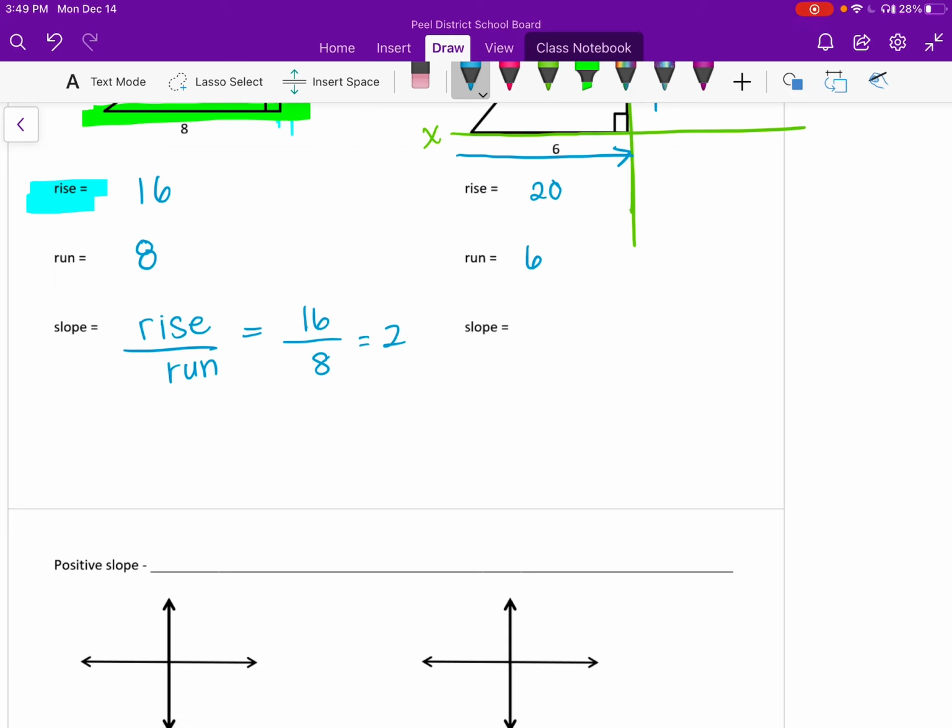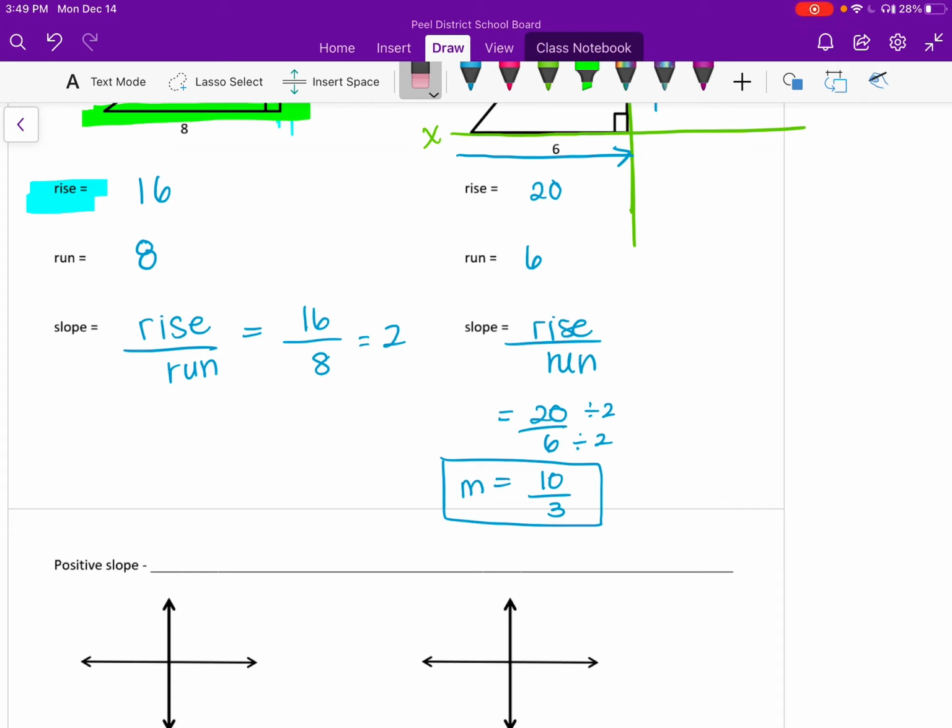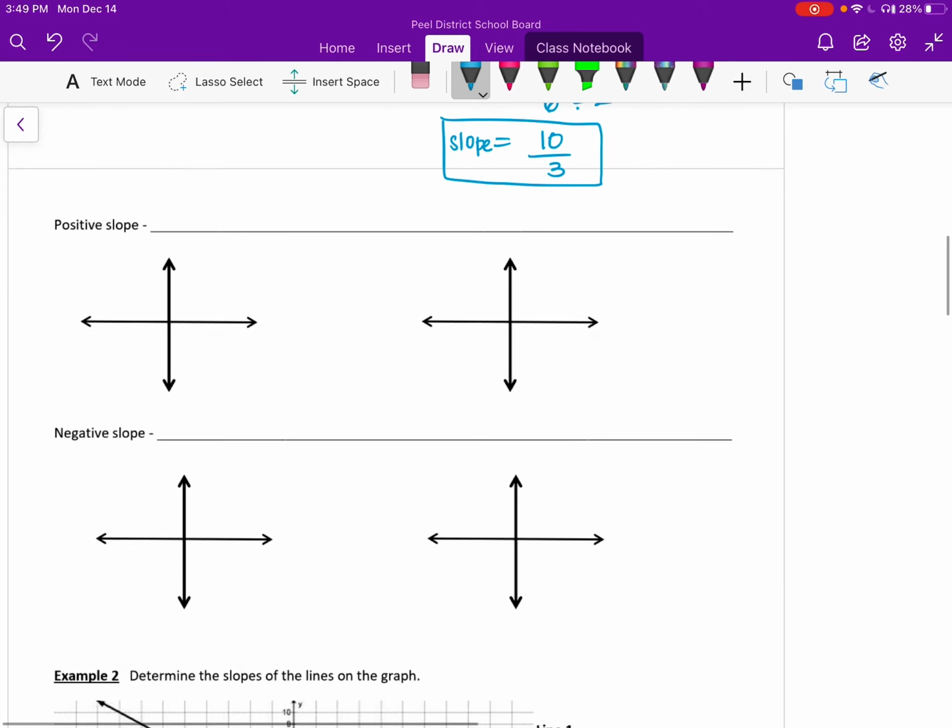My slope is going to be rise over run, which is going to give me 20 over 6. And I can always decrease that. 20 over 6 equals, I can divide these both by 2, so that gives me 10 over 3. So my slope, or m, is equal to that. I'm just going to change this back to slope so it doesn't confuse you. Okay? So that is how you find the slope.